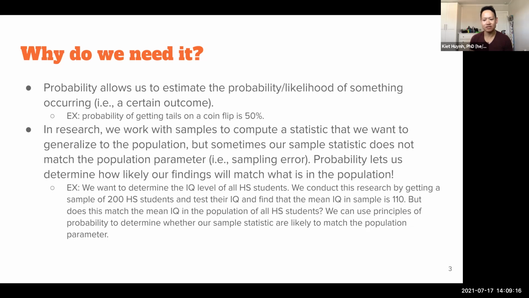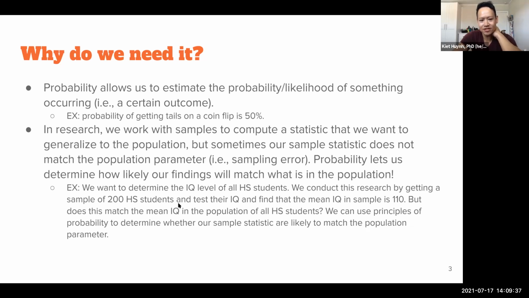But sometimes our finding might not match what's in the population. And so how do we know if it matches or not? We could use principles of probability to let us determine whether our finding is accurate or valid for what's occurring in the population.